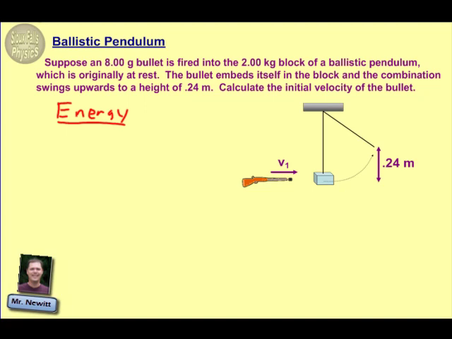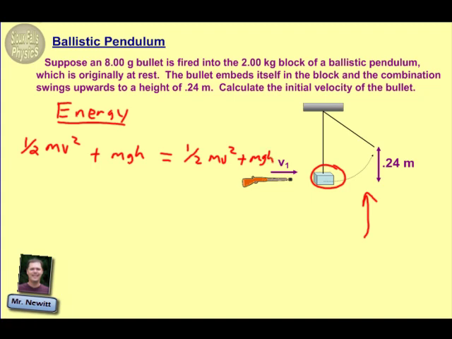So what we're going to say here is that the kinetic energy, 1/2 mv squared, is for my bullet and block combination after the collision already happens. Remember, conservation of energy is this portion of the situation on the right-hand side of my diagram. So the kinetic energy, 1/2 mv squared, plus the potential energy that we start with, mgh, at the beginning when the bullet collides with the block, has to be equal to the kinetic energy plus the potential energy at the highest point of the upward swing.